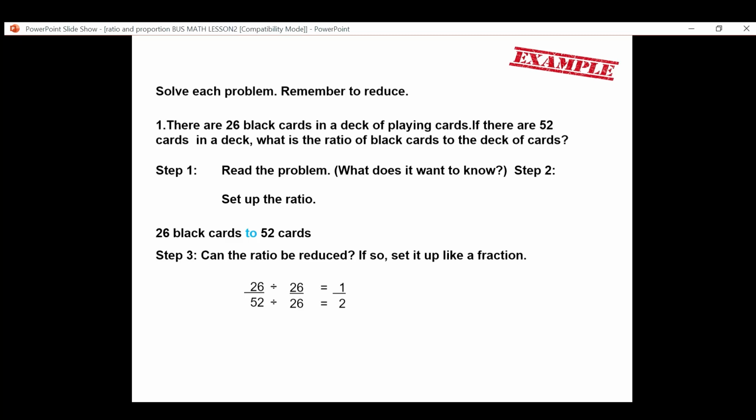And reducing it, we should identify the greatest common factor between 26 and 52. And the GCF is 26, so we have to divide the numerator and the denominator by 26. So the answer is 1/2. So the ratio between black cards over the deck of cards is 1/2.